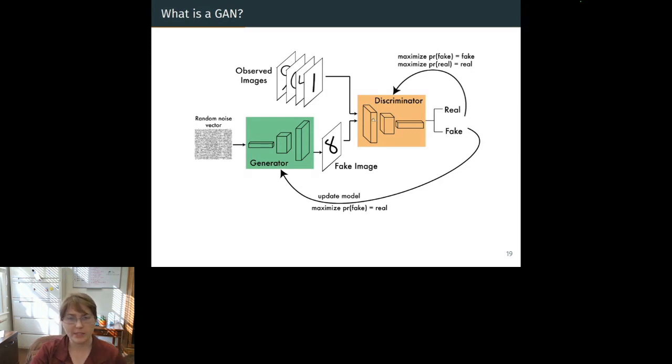At each iteration, the discriminator will try to get better at distinguishing fake and real data, and the generator will try to get better at making realistic-looking fake data. And hopefully, by the end of training, we have a generator that makes really realistic handwritten images.